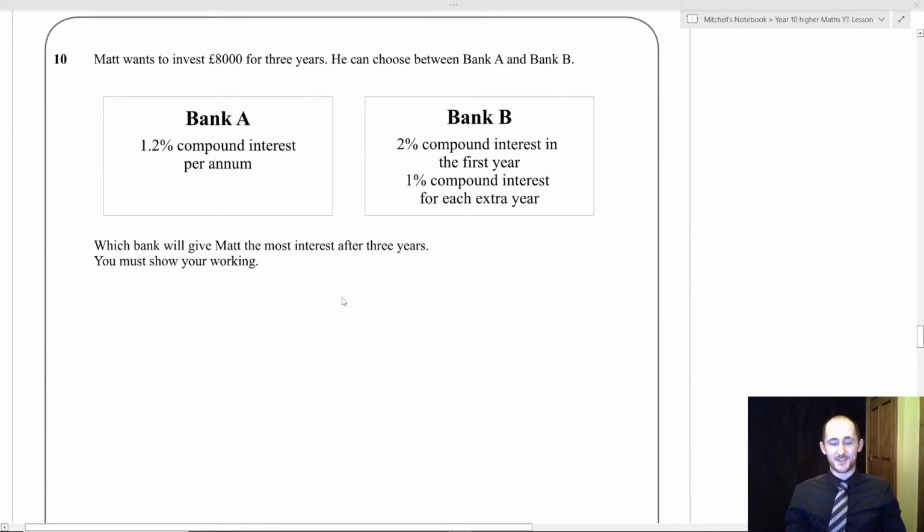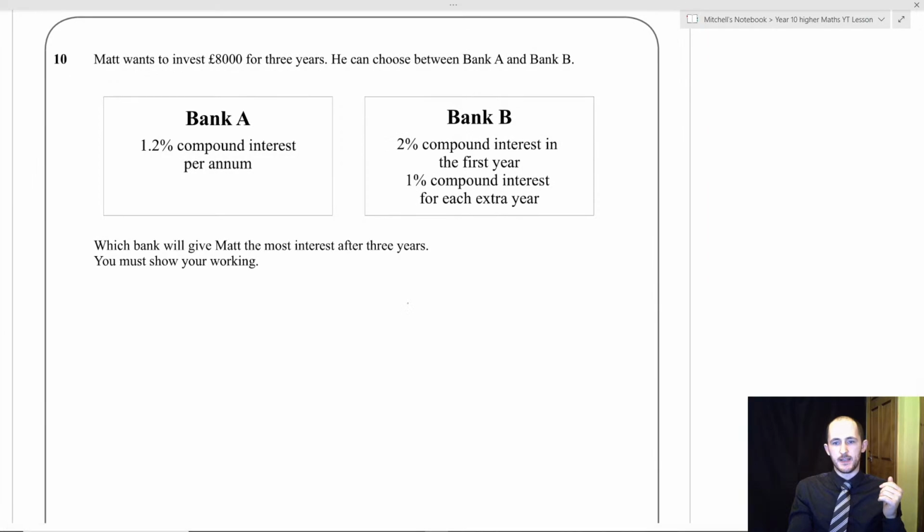Okay, and this is where it gets interesting. So this is also something they like to do. They're both compound interest. So Matt wants to invest 8 grand for 3 years. There's 2 banks. The interest rate is fixed for Bank A, which is 1.2% every year. But for Bank B, it's higher in the first year, lower in the next 2. So which bank will give Matt the most interest?